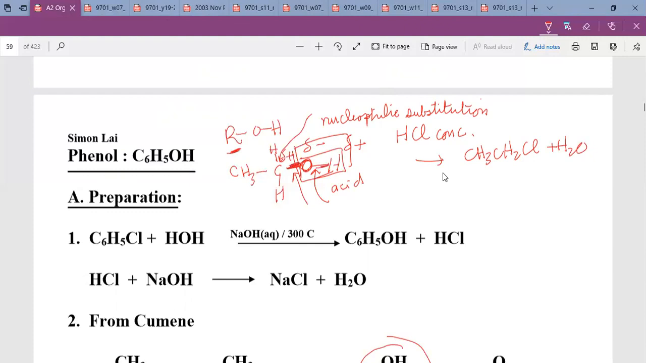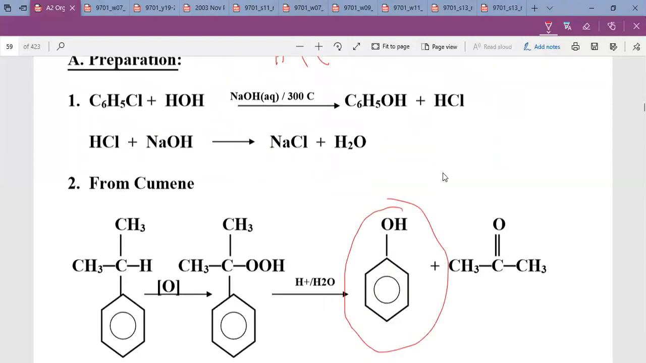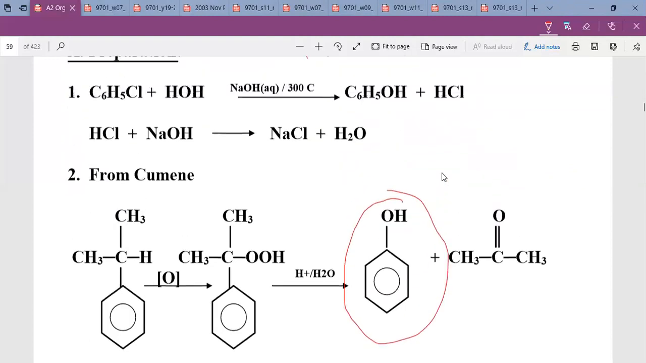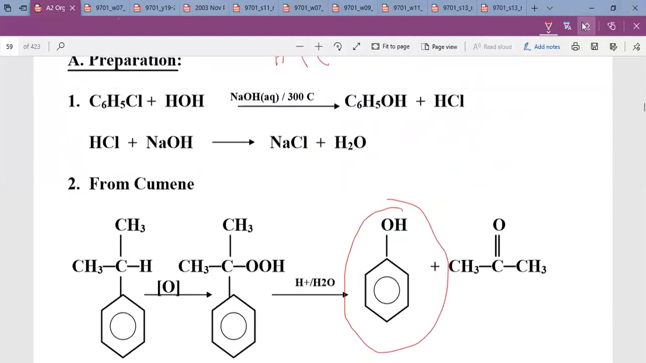Now here you find a different scenario. I just want to talk about the preparation first. We've seen yesterday that for chlorobenzene, the bond here is very strong. Remember I told you before, I'm going to draw it for you. Let me rub this off first.